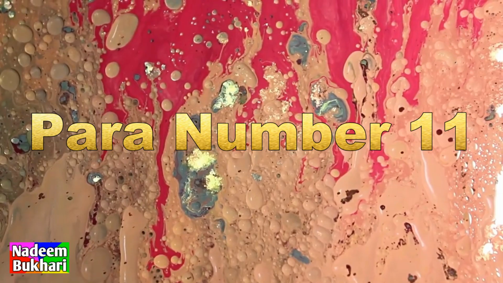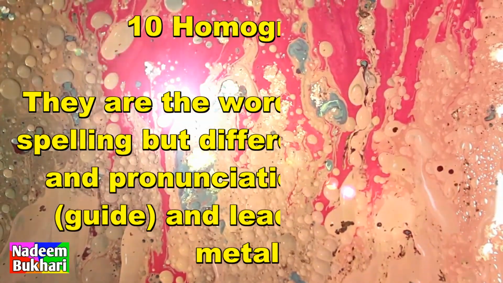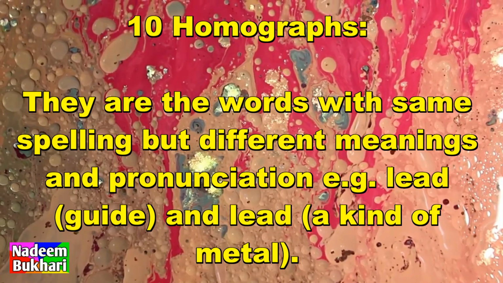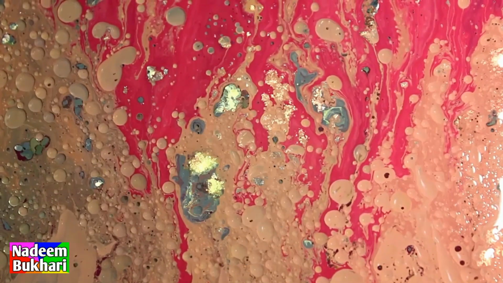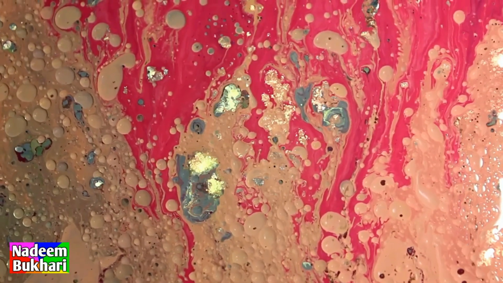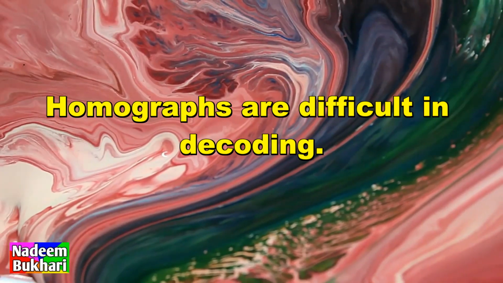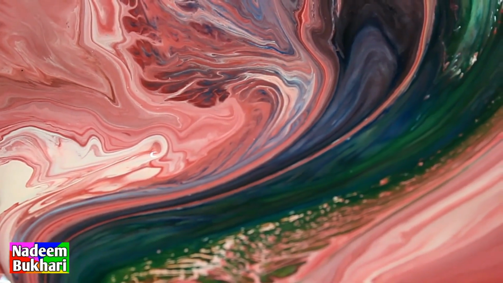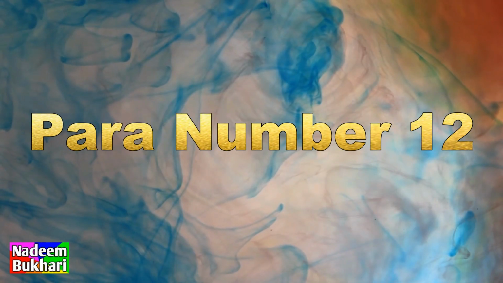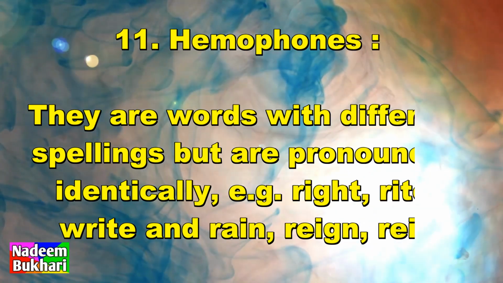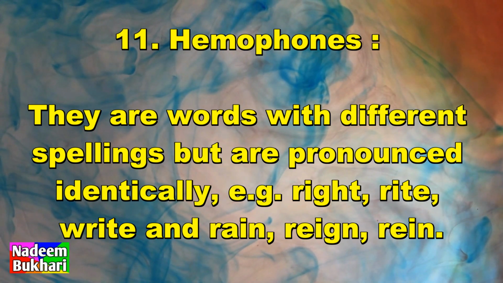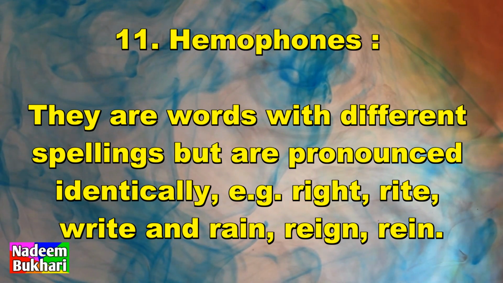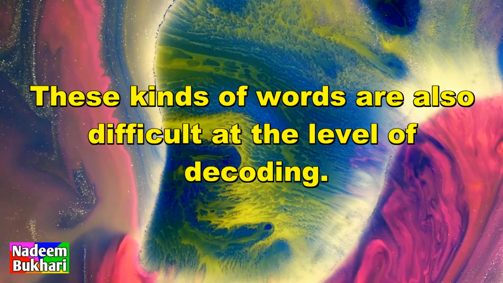Para number 11. 10. Homographs. They are words with the same spelling but different meanings and pronunciation, e.g. lead, to guide, and lead, a kind of metal. Homographs are difficult in decoding. Para number 12. 11. Homophones. They are words with different spellings but are pronounced identically, e.g. right, write, rite and rain, reign, rein. These kinds of words are also difficult at the level of decoding.